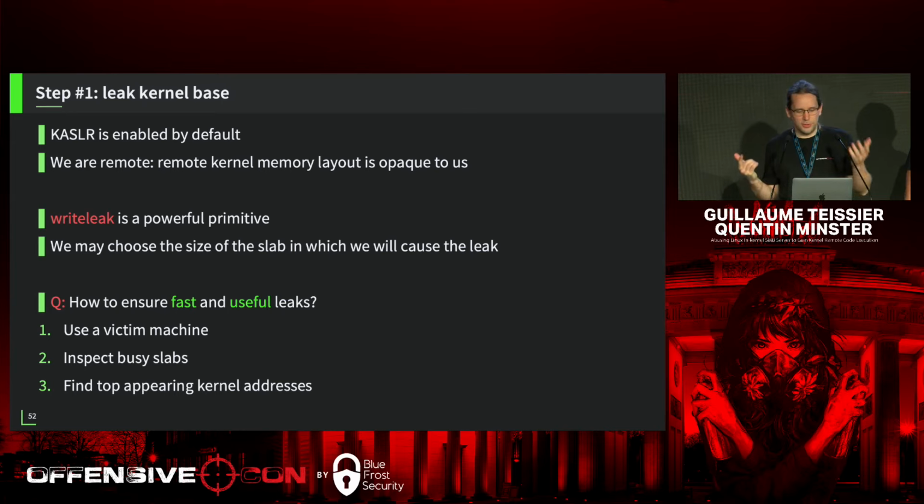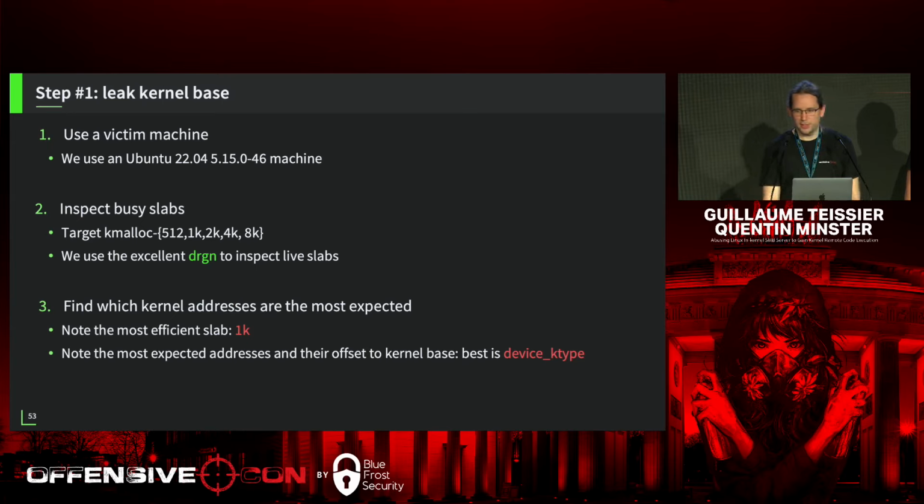We need to know what to look for, ideally pointers in the slabs that will allow us to de-randomize and compute the kernel base. So we set up a victim machine running our target kernel, Ubuntu 22.04 with kernel 5.15. We ran a Dragon script to inspect live on the machine the activity in some of the slabs that we could target, and try to look for addresses and pointers in there.